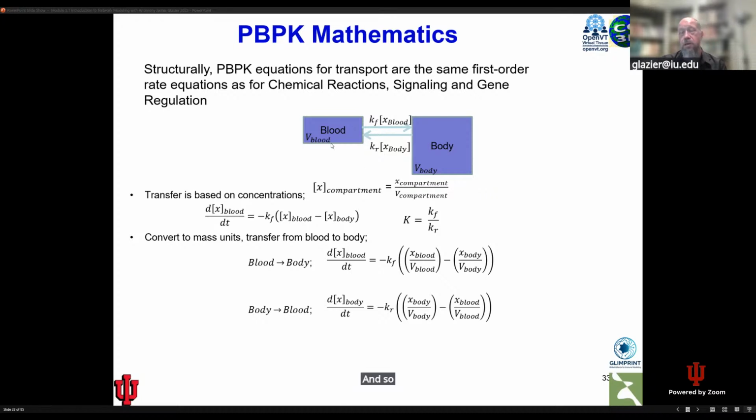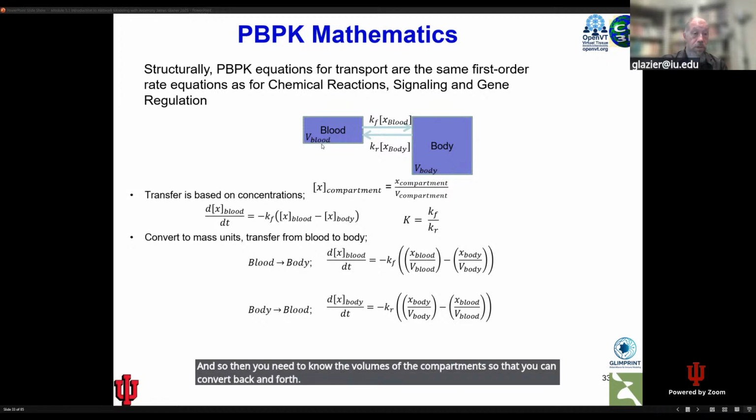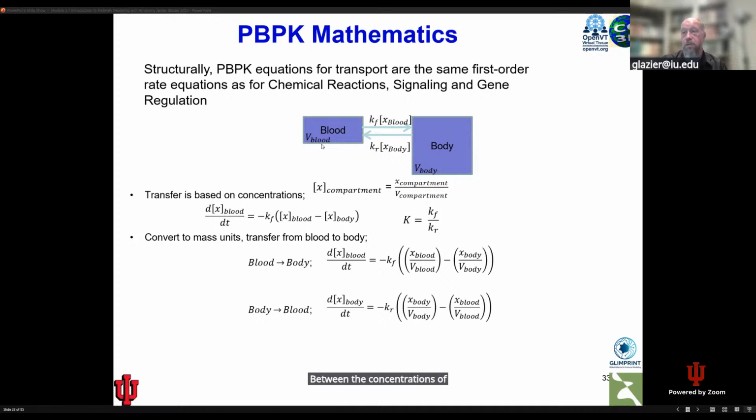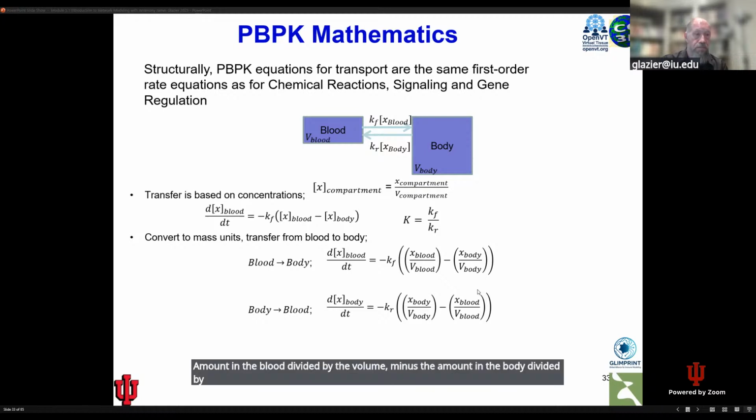And so then you need to know the volumes of the compartments so that you can convert back and forth between the concentrations of the chemical and the amounts of the chemical. If I have flow in the blood, I'm actually transporting amounts of the chemical. And so I have to know how much blood I have and the concentration to be able to do these. But you get these simple rules: the change of concentration in the blood per time is this transport rate times the amount in the blood divided by the volume, minus the amount in the body divided by the volume.